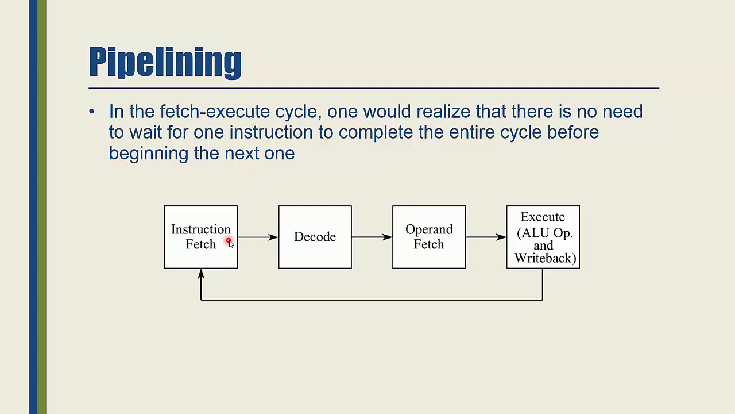For example, this is the cycle. Start with fetch, decode, operand fetch, and then execute. Let's say we have two instructions to be executed. We fetch the first instruction and then we decode it. While we are decoding the first instruction, we can straightaway fetch the second one. The second one doesn't have to wait for the first instruction to finish the whole cycle first. That is the meaning of pipelining.